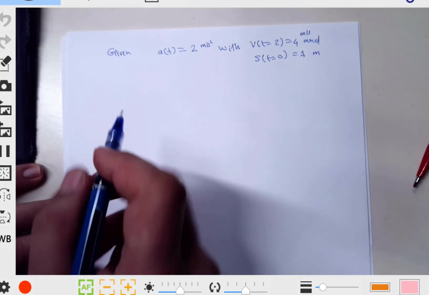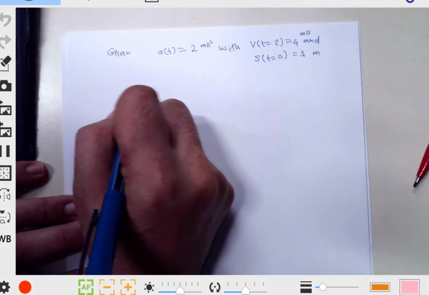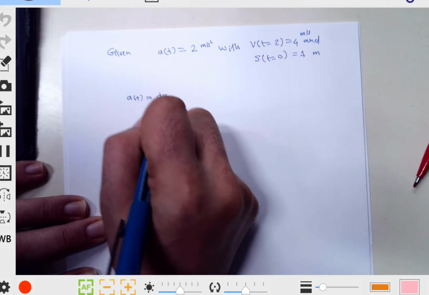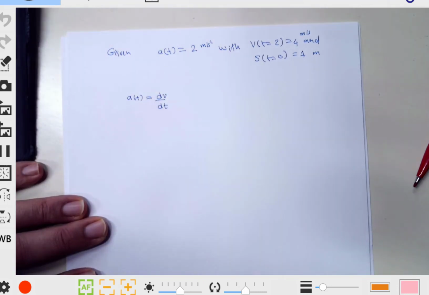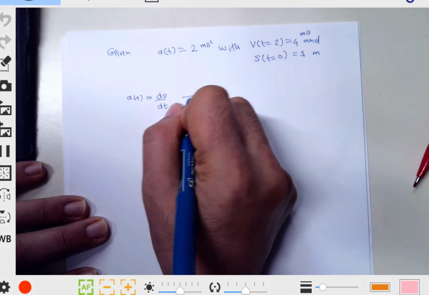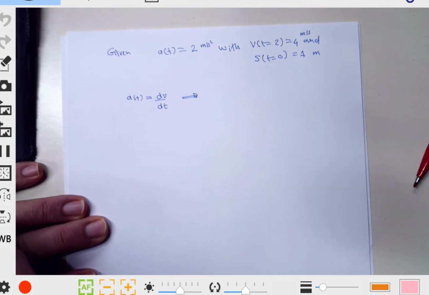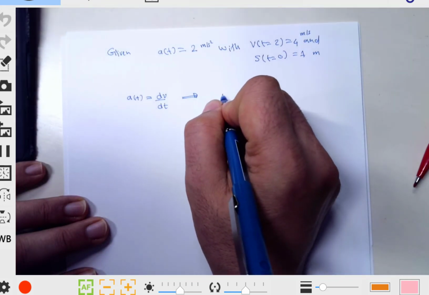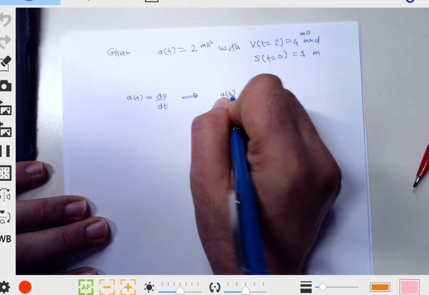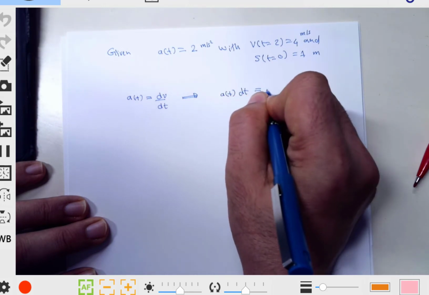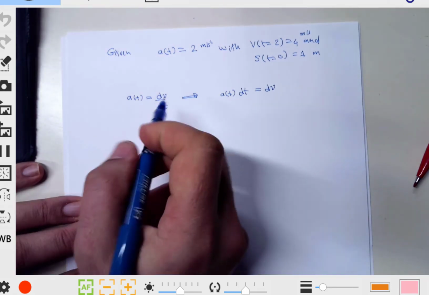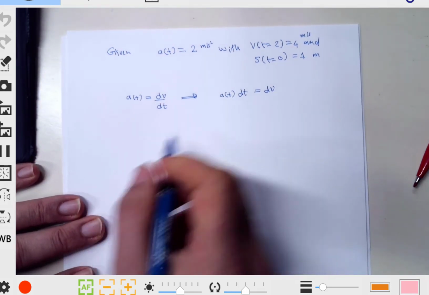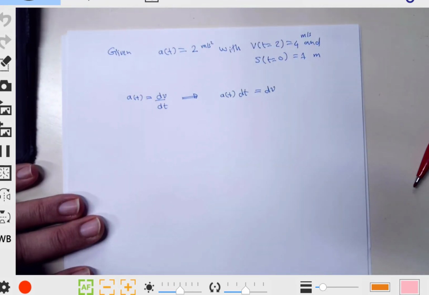Now we know that the acceleration is equal to the derivative of the velocity with respect to time. Now rewrite this. I can write this as follows: a of t dt equal to dv. All I did is multiply both sides, so I rearranged it. Now integrate both sides.